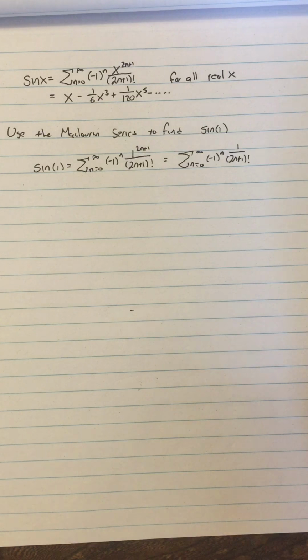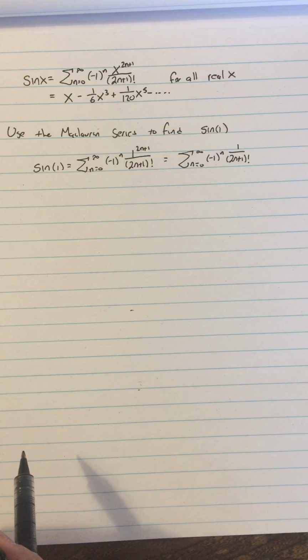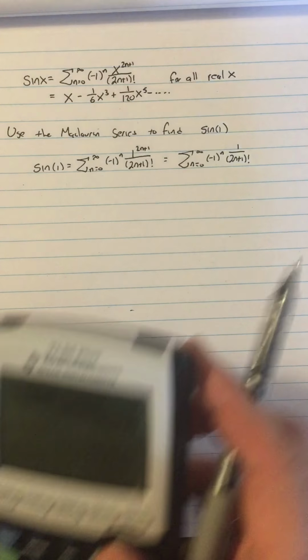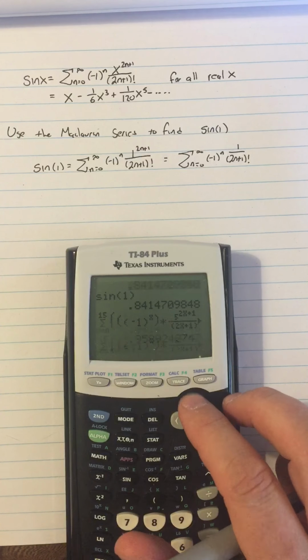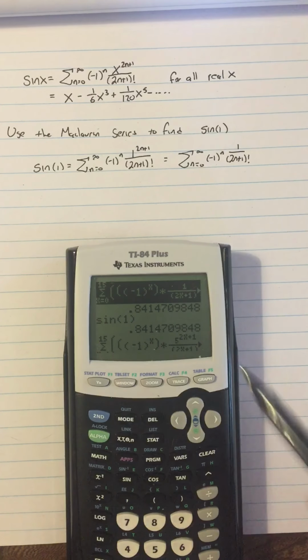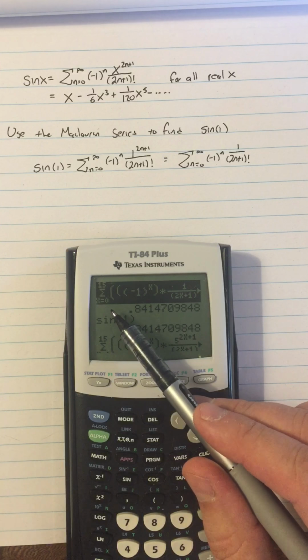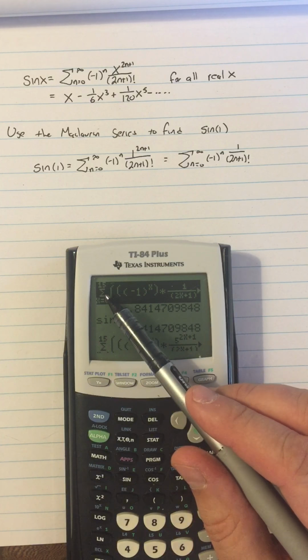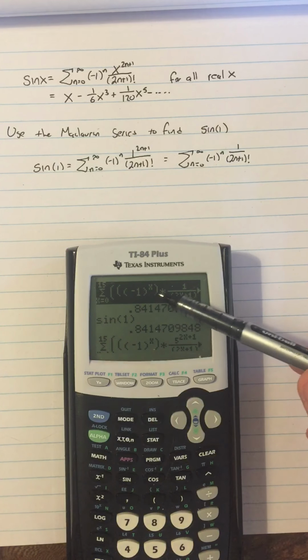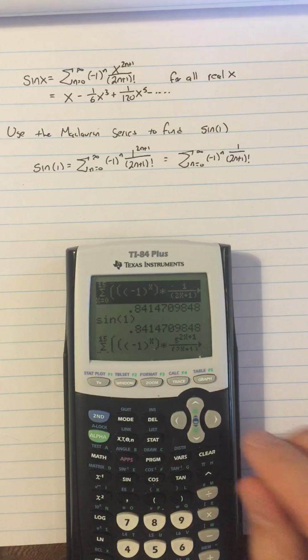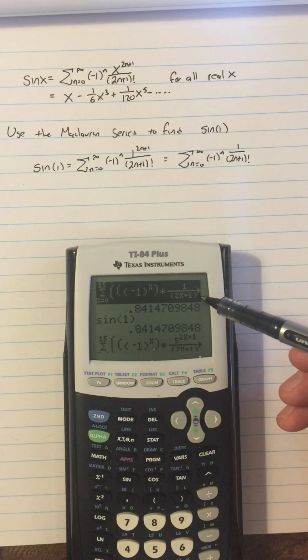I can just calculate that, and I did that in my calculator. Here is the sum from n equals 0 to 15. I've only done 15 terms of the sum here. Negative 1 to the n, I have to put x because that's what the calculator speaks, and then 1 over 2x plus 1 factorial. The factorial is over here, you can't see it.